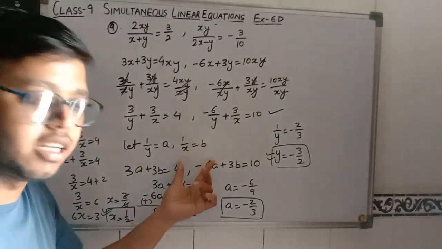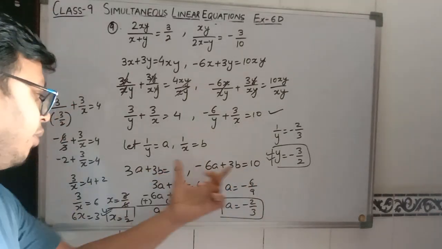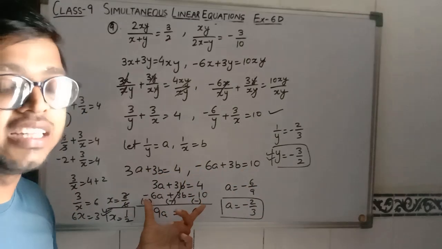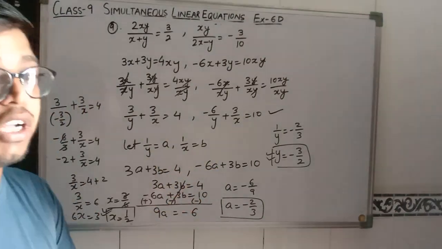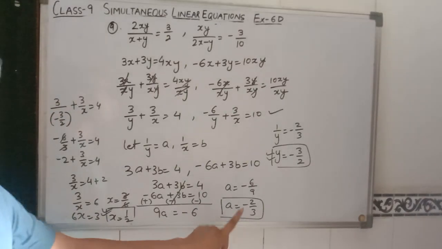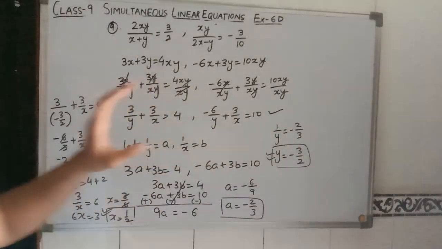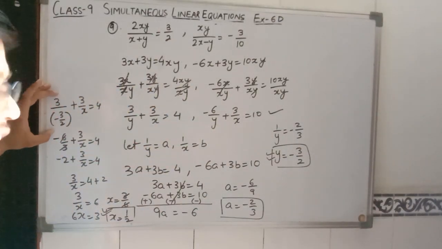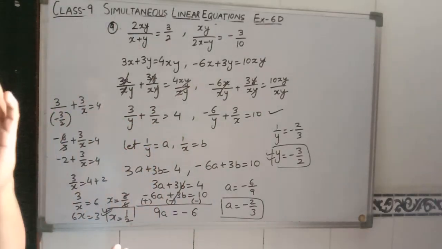We have to consider the terms. When we consider the terms, the equation will become like this. When the equation becomes like this, then we have to make the coefficients equal. After that, we subtracted the equations because the signs are similar. After that, we get the value of a. As we got the value of a, we got the value of y. By placing the value of y in any of the equations, we got the value of x. So in this manner, we can solve question number 9.